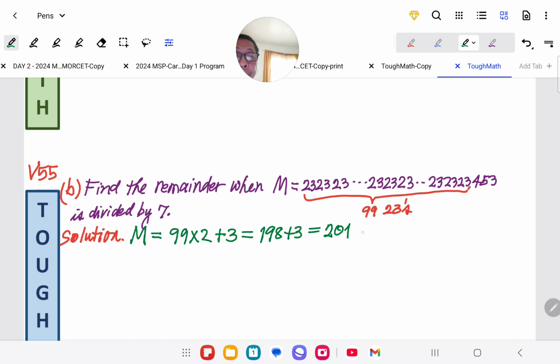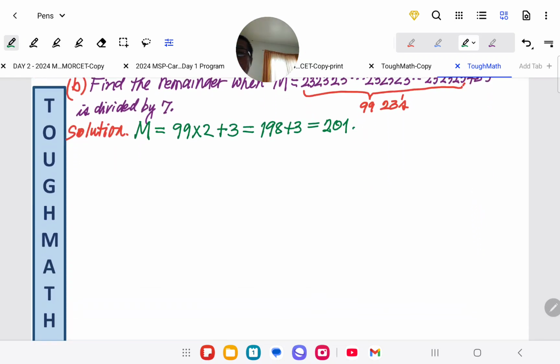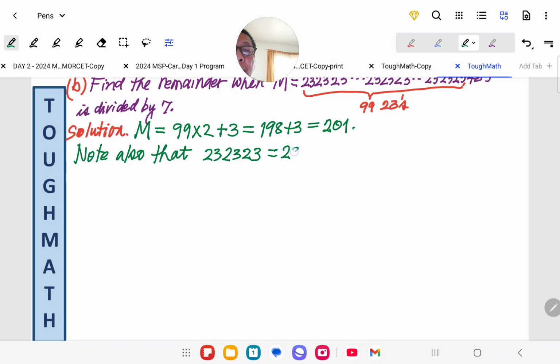And then note also that when you take 3 23s, this one is just actually 23 times 10 to the 4th plus 10 squared plus 1, which is equal to 23 times 10101.